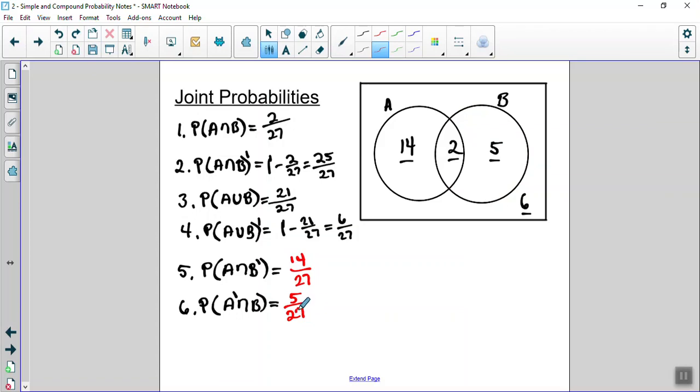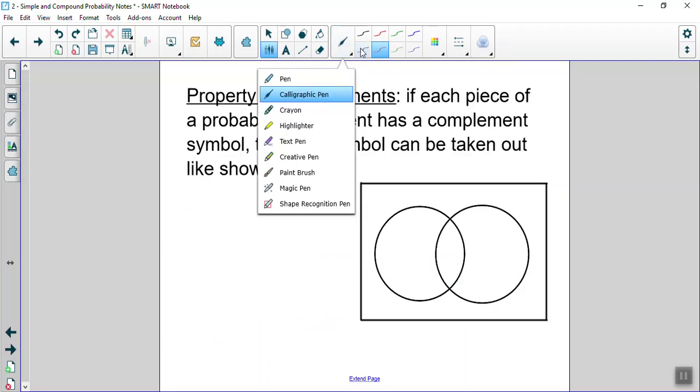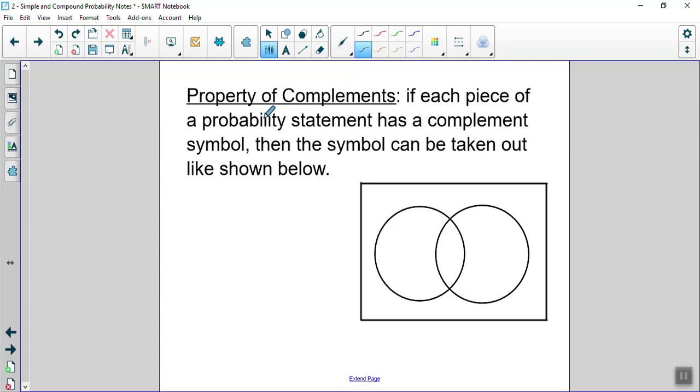Before we move on to the last couple of examples, I have something more to teach. So one more page and we're going to be through, guys. So stick with me. There's a property of complements that you'll need to know about. It doesn't come up often, but sometimes it can be a helpful thing to know. So this property of complement says that if each piece of a probability statement has a complement symbol, then the symbol can be taken out.